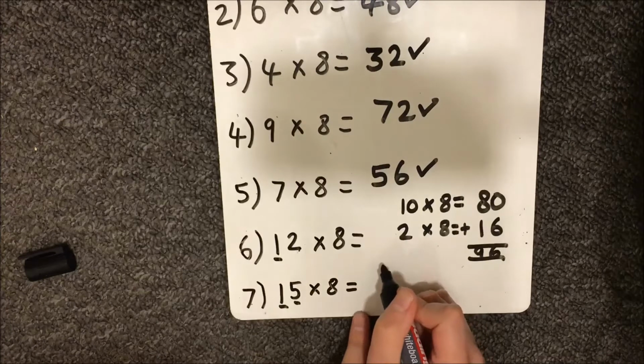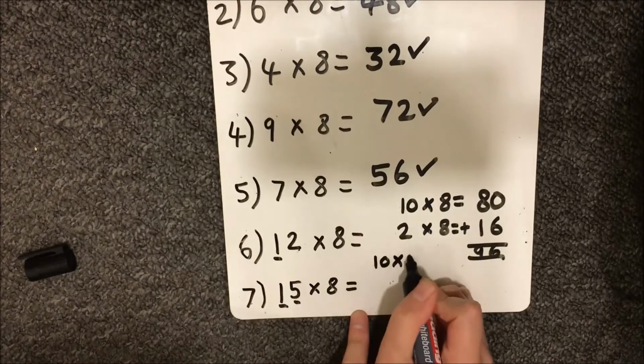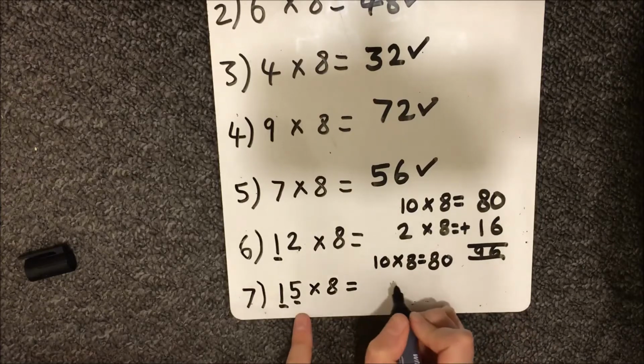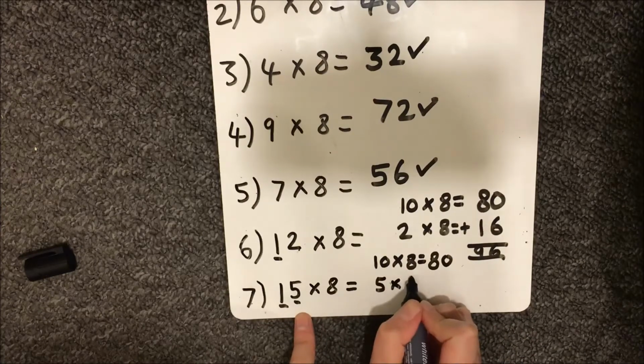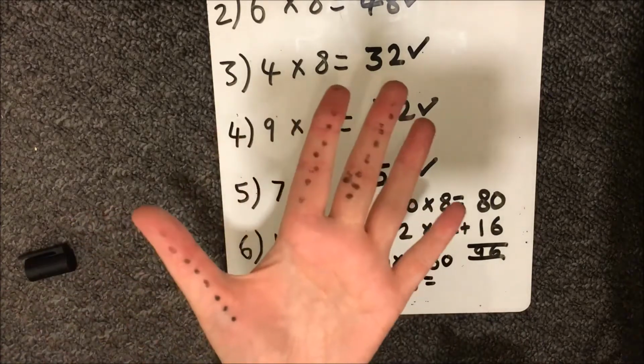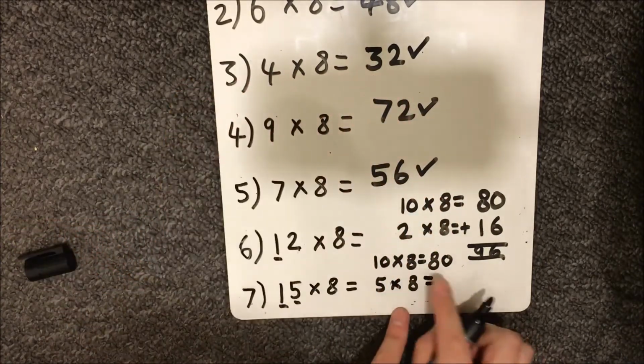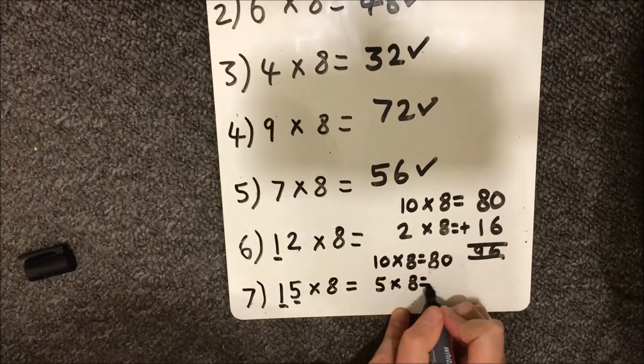Let's use that method here. So I know 10 times 8 is 80. Then what do I do? That's right, I can do 5 times 8. 5 fingers up, 8, 16, 24, 32, 40. I'm just going to move this over a little bit.